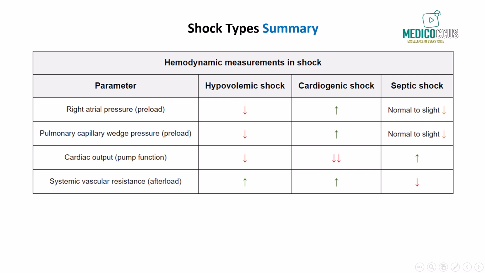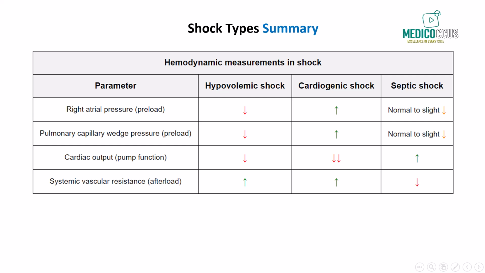reduced intravascular volume, which also leads to a decrease in pulmonary capillary wedge pressure. This reduction in preload results in a decreased cardiac output as the heart has less blood to pump. To compensate, systemic vascular resistance or afterload increases, attempting to maintain blood pressure and perfusion to vital organs.